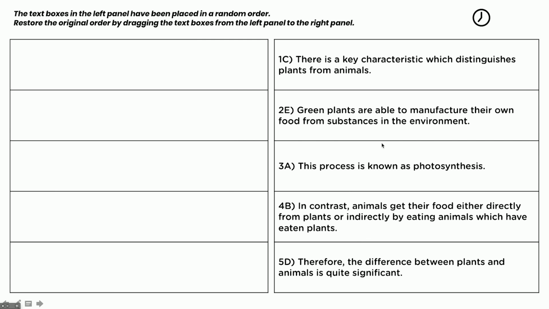Okay, let's look at the answer here. So 1C. There is a key characteristic which distinguishes plants from animals. Green plants are able to manufacture their own food from substances in the environment. This process is known as photosynthesis. Here's the contrast. In contrast, animals get their food either directly from plants or indirectly by eating animals which have eaten plants. Therefore, the difference between plants and animals is quite significant. Cool. Hopefully you got that one right.